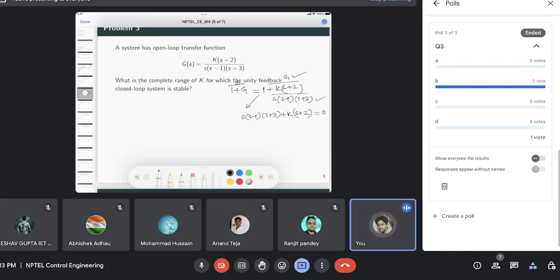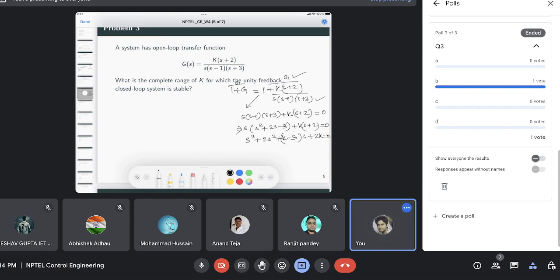So this is the characteristic equation, right? We are just interested in the denominator of this equation, so we are not calculating everything. You just expand this. So you have s times s squared minus 2s plus 2s minus 3, plus K(s+2) equal to 0. So s cubed plus 2s squared plus (K-3)s plus 2K equal to 0. So you have this characteristic equation.